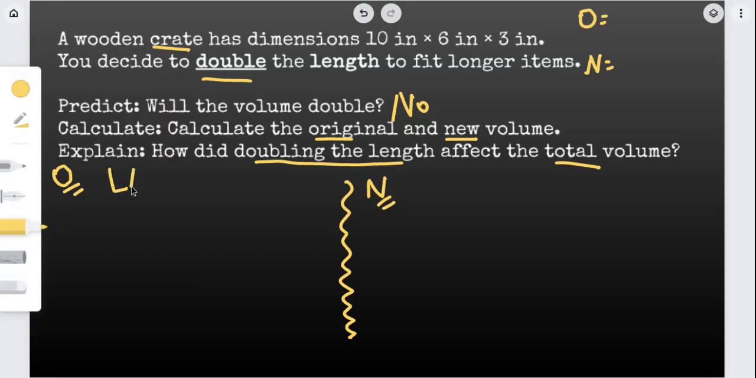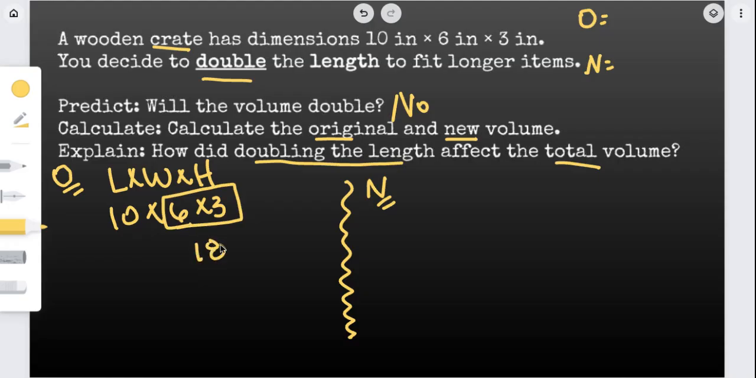I remember to find volume, it's length times width times height. They've already given me the dimensions, so all I have to do is plug them in here. 10 times 6 times 3. Okay, I think I'll go this direction. 10 times something will be an easy thing to work with. So I'm going to start with 6 times 3, and that gives me 18. Cross off what I've used so I don't use it again. Then I'm going to say 10 times 18, which gives me 180. So I'll record my original volume at 180 inches cubed.